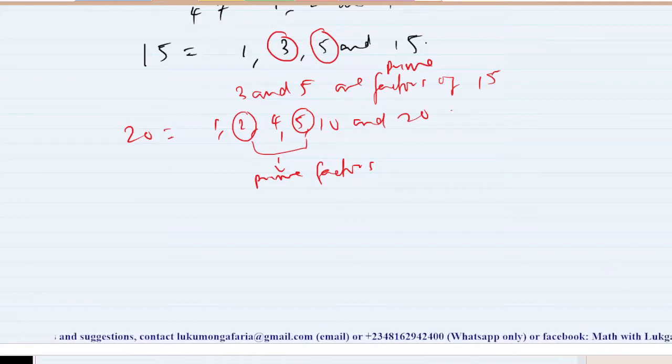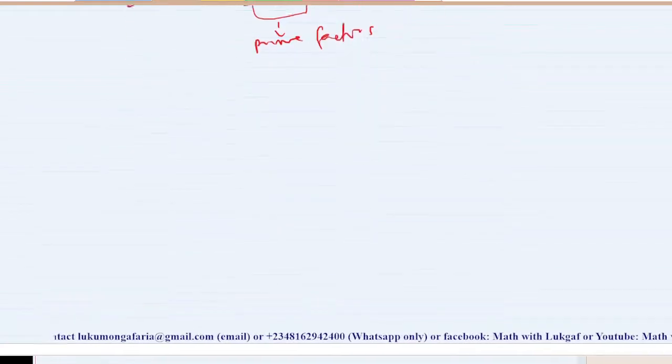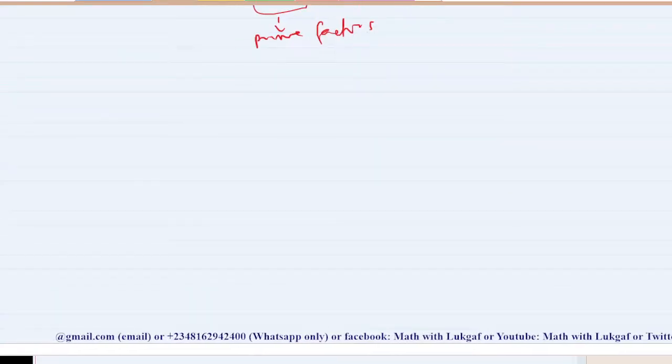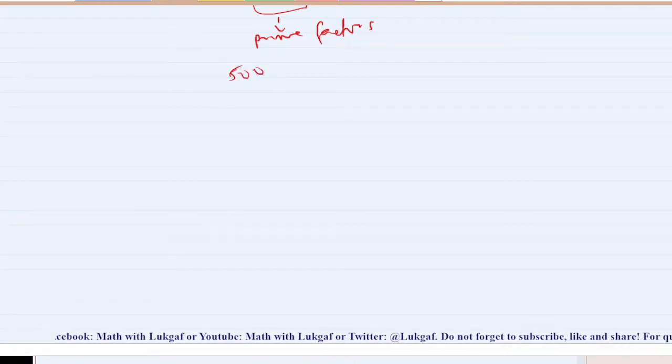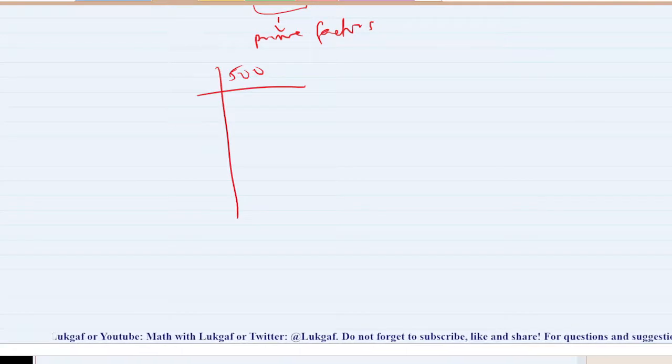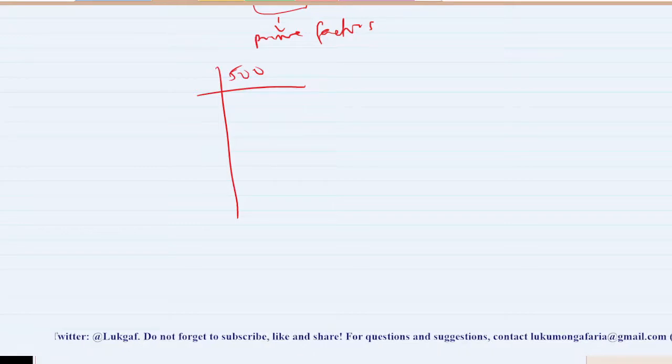If that is clear now, if we go back to our question, we are asked to express 500 as a what? As a product of its prime factors in index form. So what we are going to do is to divide by its prime factors until you are left with 1.